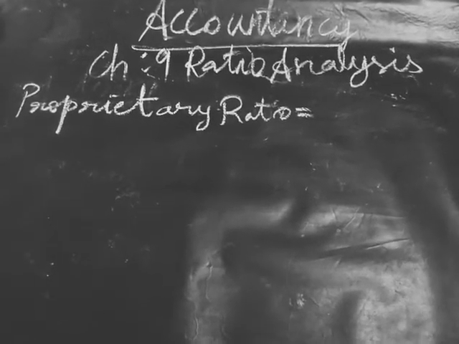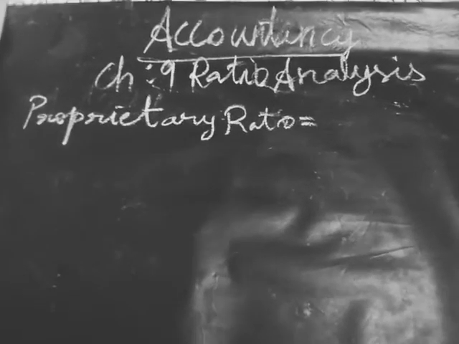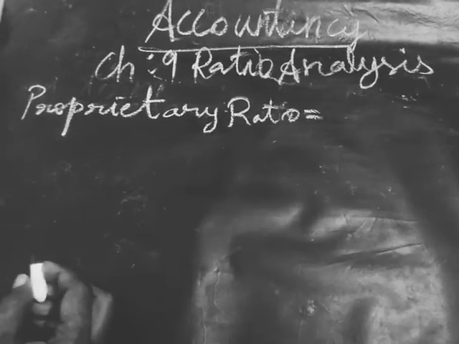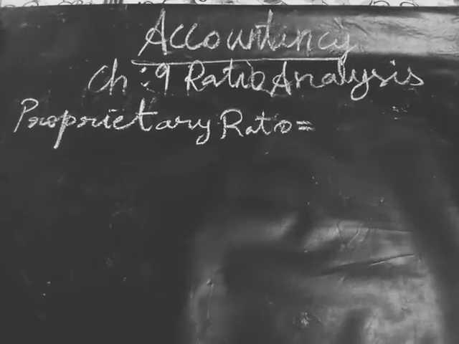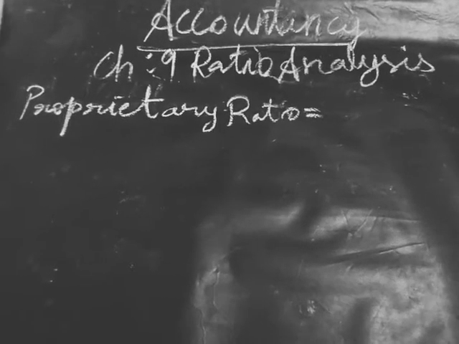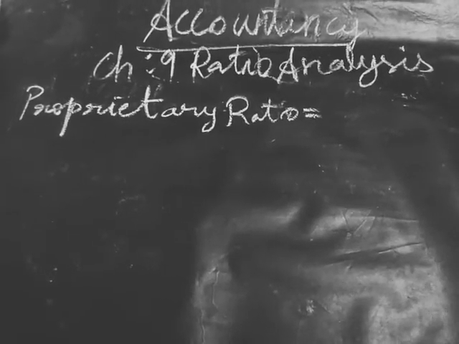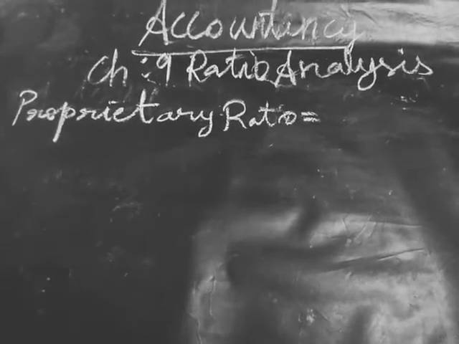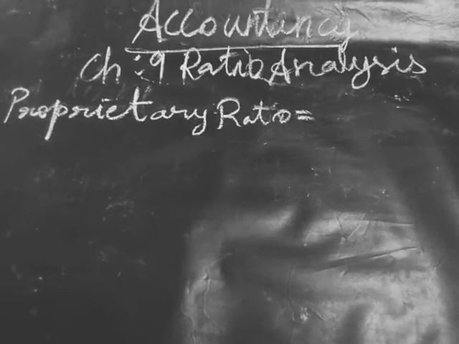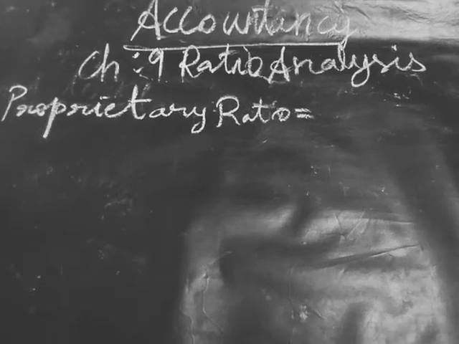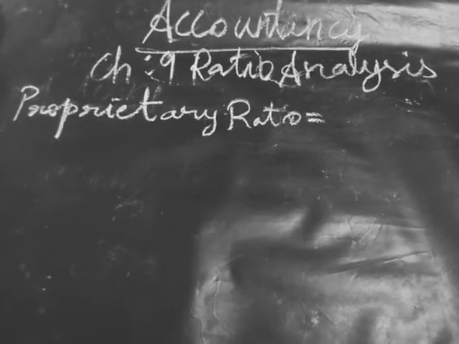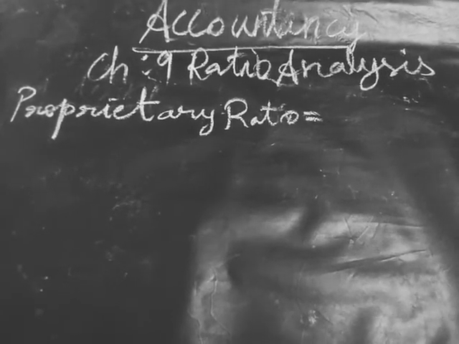And let us learn about the proprietary ratio. So, who is the proprietor? The shareholders are called proprietors. So, the relationship between shareholders fund and total assets is assessed. The proprietary ratio shows the extent to which the total assets have been financed by the shareholders. The higher the proprietary ratio, the greater the satisfaction for lenders and creditors.